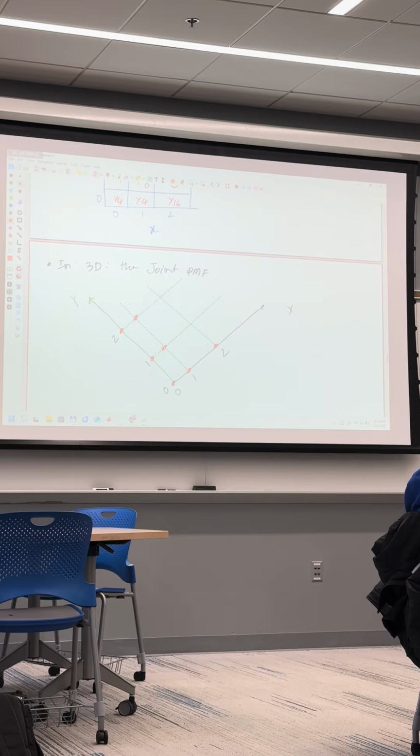So how many dots do we have? 1, 2, 3, 4, 5. Why is there a dot at 1, 2? Oh no, here. So this should be only. So there is no dot right here.